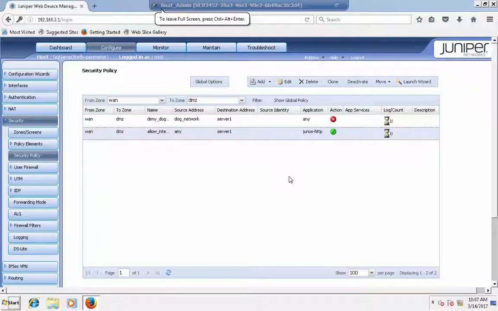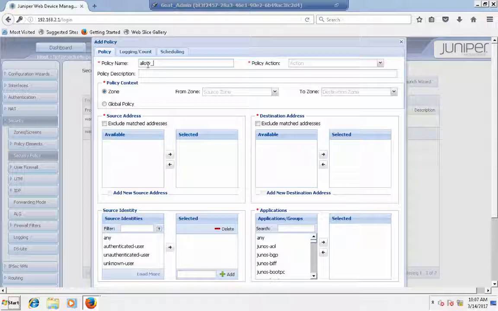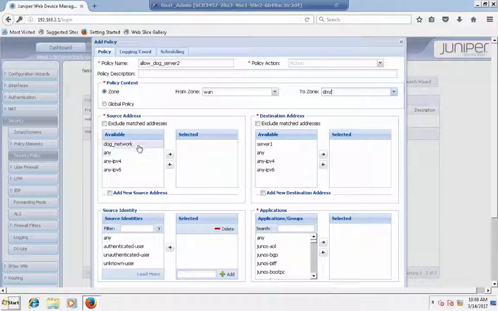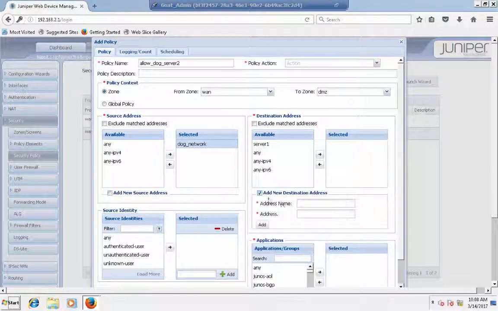What's the other rule we need to now create? One for accessing port 8080. So for troubleshooting's sake, well, let's do this. Allow, this should be dog server 2, right? That we're making. So the zone is going to be WAN going to DMZ. And what's the source address going to be? The dog network. Then, so I'll do that here for now. And what's the destination going to be? Server 2. 192.168.253.151.